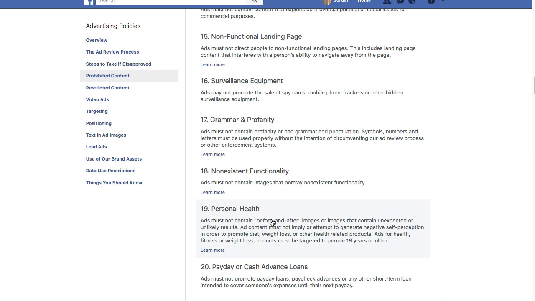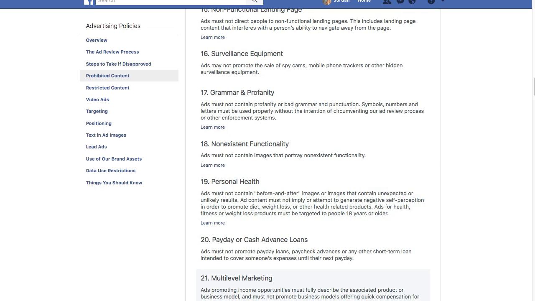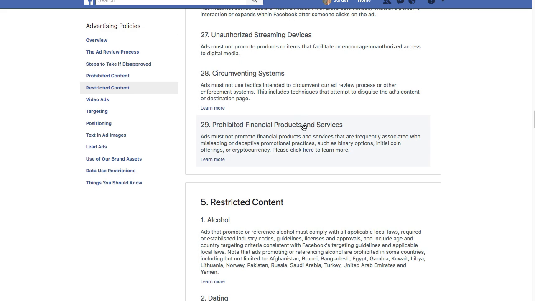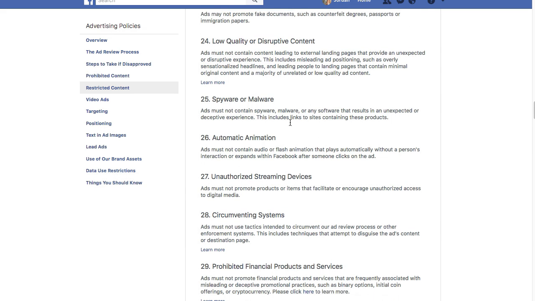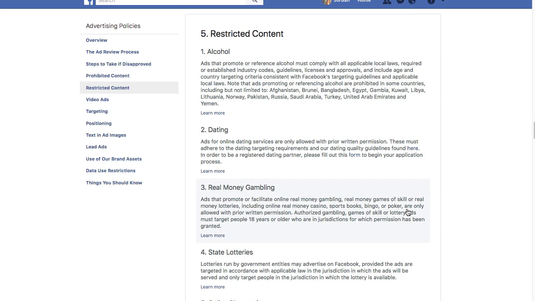You can't use before and after images around personal health or makeup or anything like that. That's a no-no. Can't advertise payday loans. Can't advertise multi-level marketing, or penny auctions. You can read through this. This is all the stuff that's just prohibited, and obviously you can't try and trick the system. That's a great way to get shut down permanently.